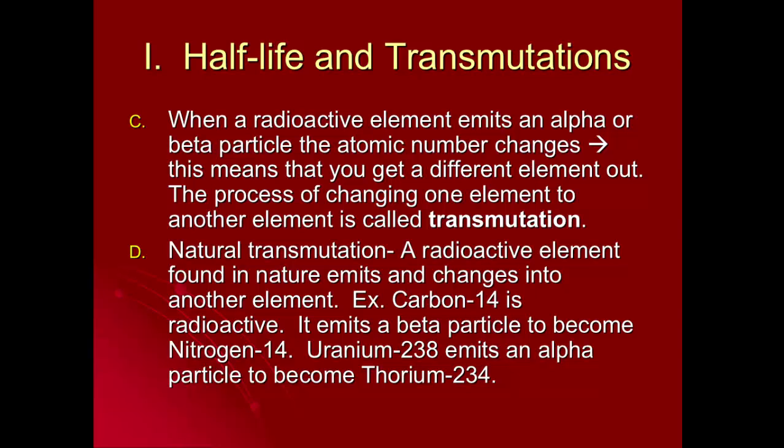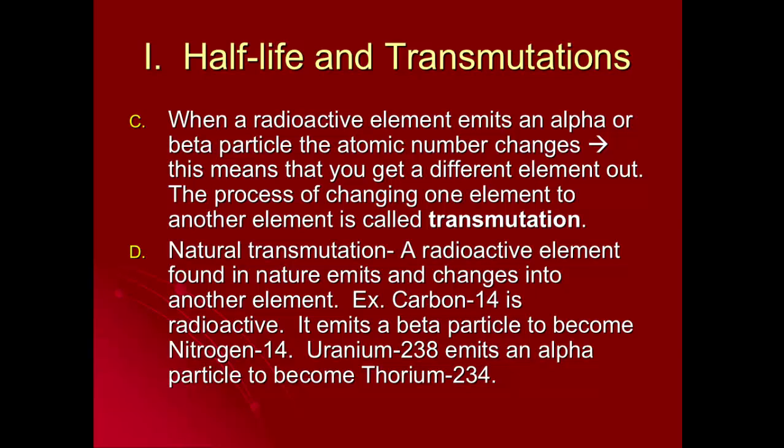When you get an alpha or beta particle coming off, you get a different element out, and that's because your alpha particle is removing 2 protons, 2 neutrons from the nucleus. And your element identity is based on the number of protons. So if you take out 2 protons, you're going to get a different substance out. And that's called transmutation, when you change from one element to another element. And that only happens in nuclear chemistry. That doesn't happen in regular everyday chemical reactions. Only when there's a nuclear chemistry reaction that occurs.